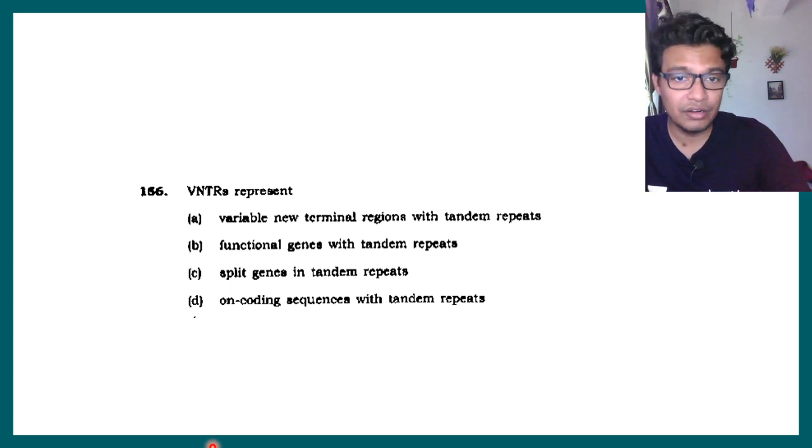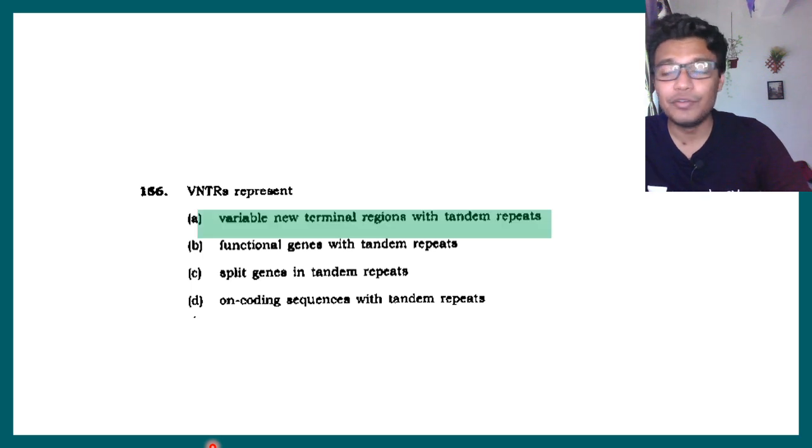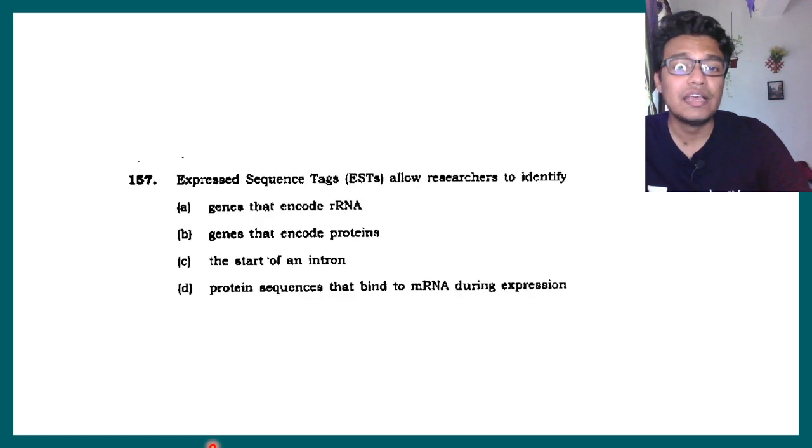VNTRs represent, we all know what VNTRs are. So they just ask the full form of VNTR: variable number of tandem repeats. Exactly. Expressed sequence tags are landmarks, okay, and they allow researchers to identify what?